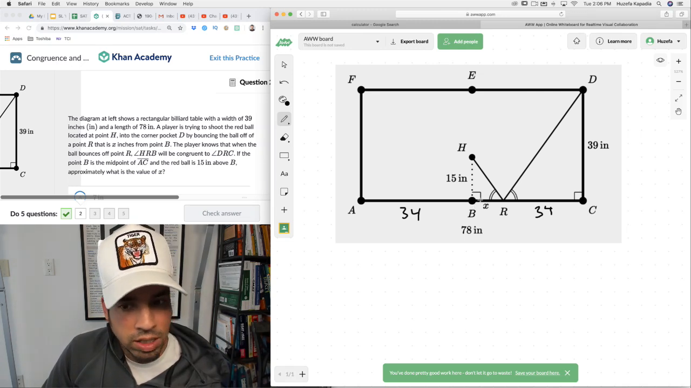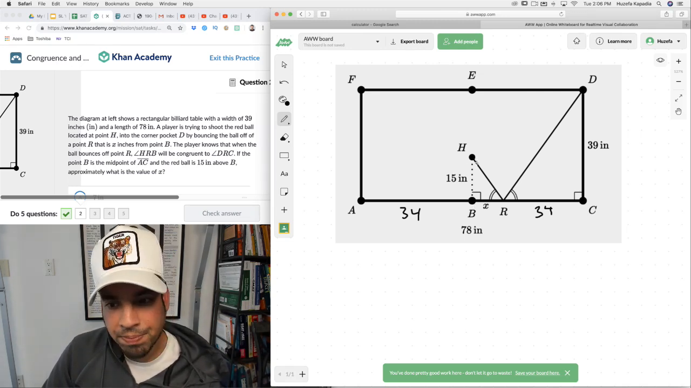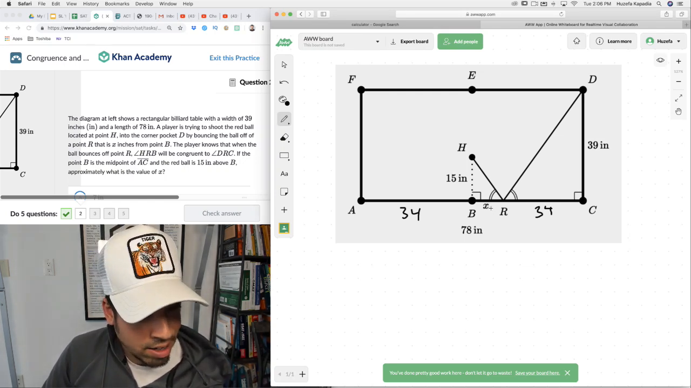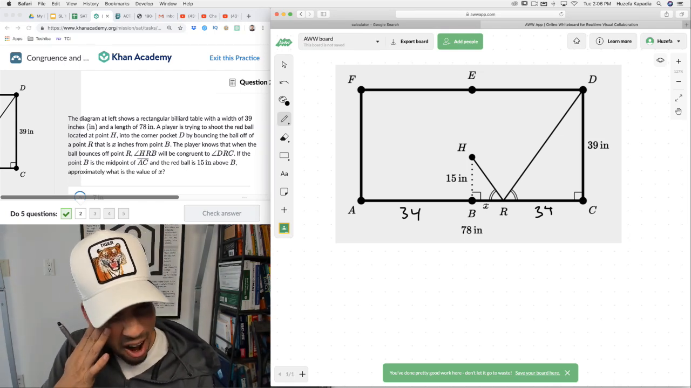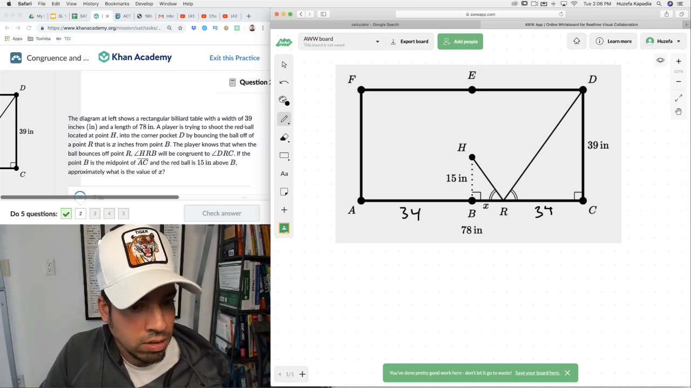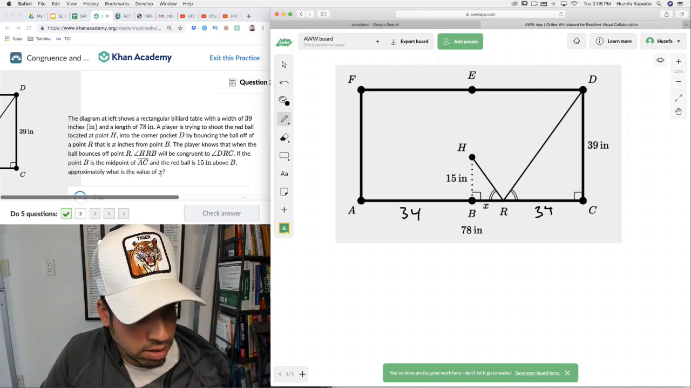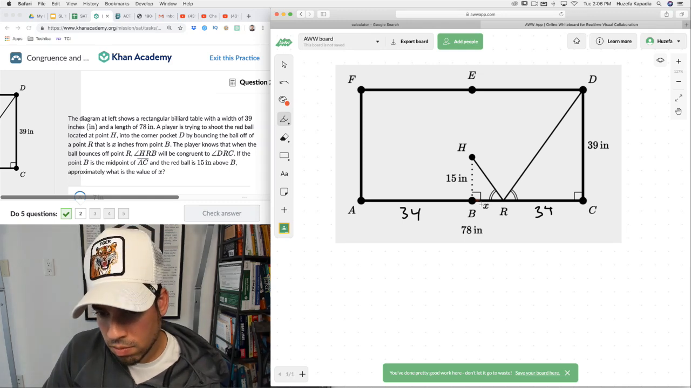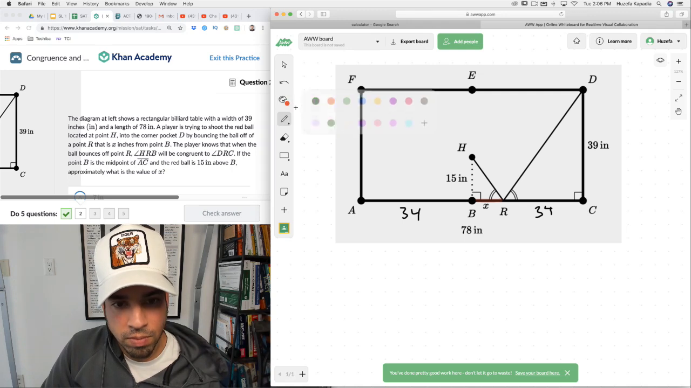And the red ball is 15 inches above B. What is the value of X? So X is, oh, I see. X inches from point B. Okay, so X is this distance, basically. Hold on, let's do it in red. X is this distance.